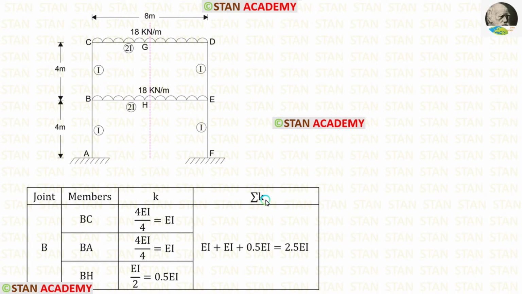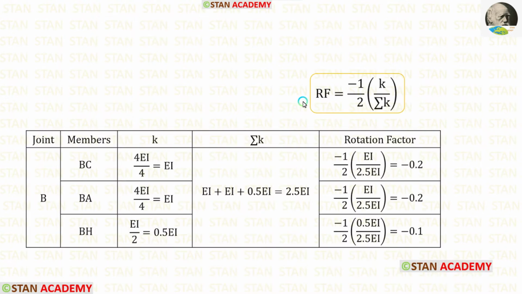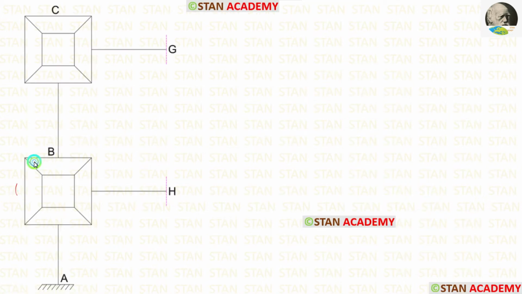Now let us find sigma k. For that, we have to add these three values. After adding, we are getting 2.5 EI. Now, using this formula, we can find the rotation factors in the joint B and the joint C. We have to make rectangles like these.